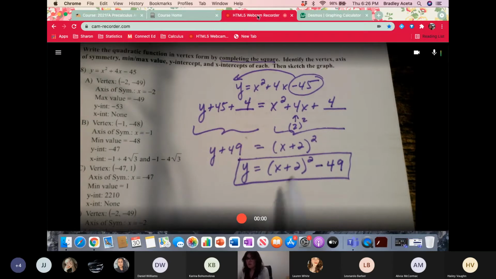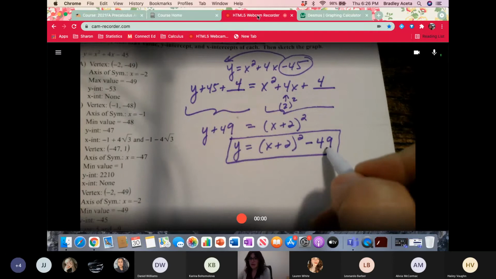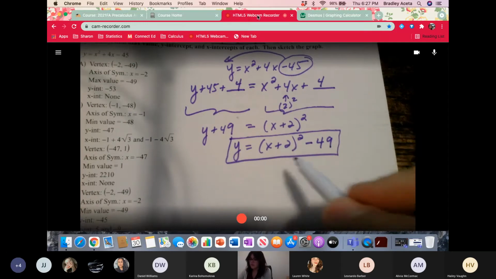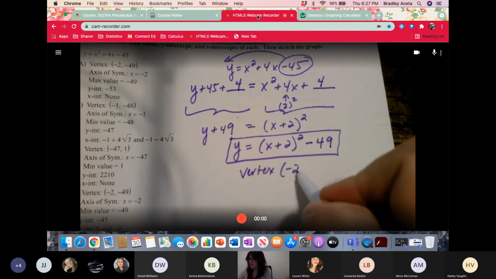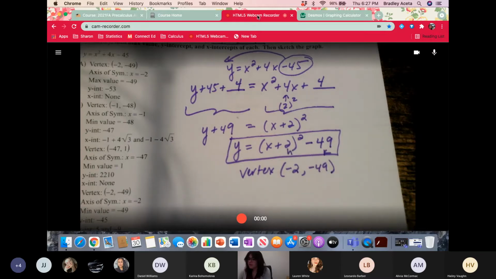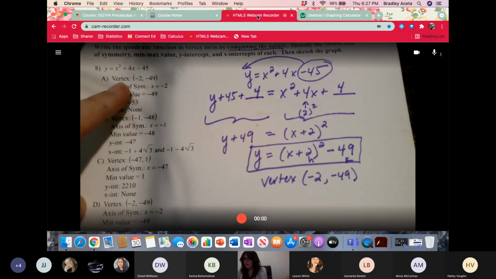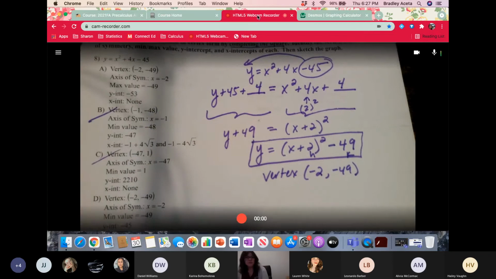So what would be the vertex? Well, this is your h, k, and you have to change the sign of h because it looks positive too. So your vertex would be -2, -49. So if I'm looking at my choices, -2, -49 is either choice A or choice D. So that's good. Got a 50-50 now.